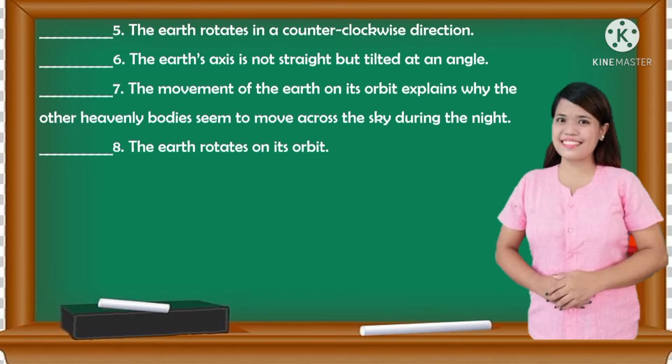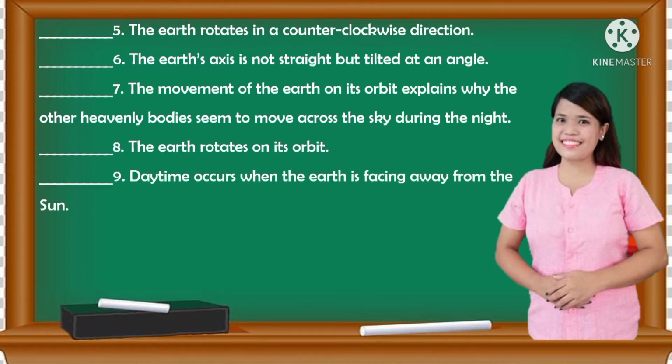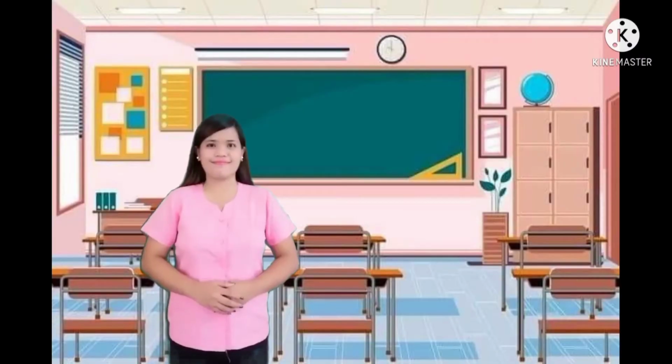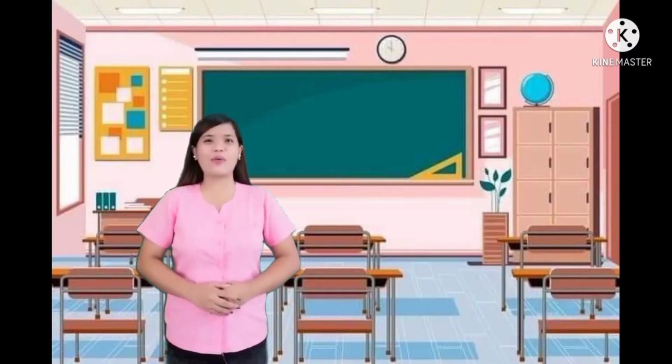8. The Earth rotates on its orbit. 9. Daytime occurs when the Earth is facing away from the sun. And 10. Nighttime occurs when the Earth is facing away from the sun. Well done, kids! Now let us start with our new lesson.